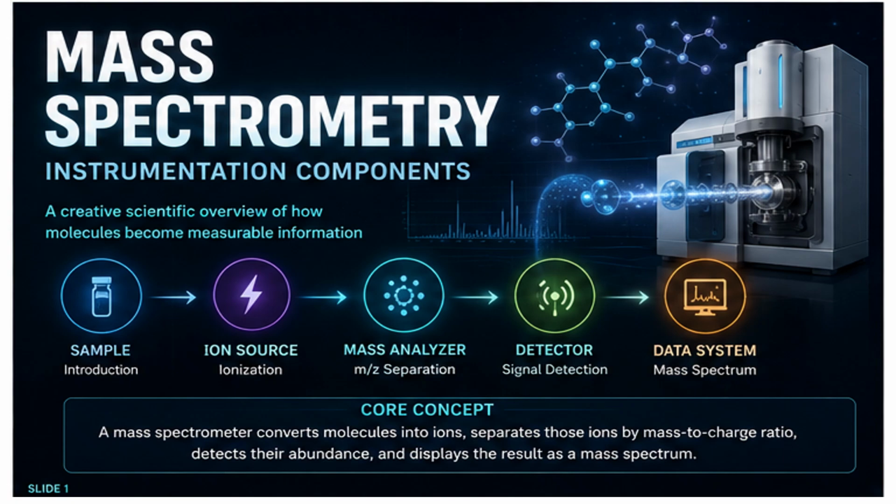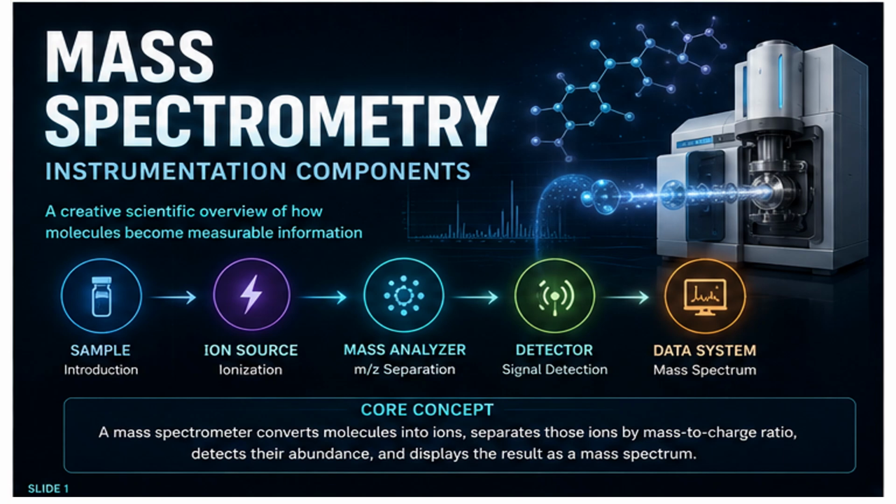The complete process starts with the sample. First, the sample is introduced into the instrument. Then it moves to the ion source, where molecules are converted into charged particles called ions. After ionization, these ions enter the mass analyzer. Here, ions are separated according to their mass-to-charge ratio, also written as m/z. Next, the separated ions reach the detector, where their signals are detected and measured. Finally, the data system converts these signals into a graph called a mass spectrum.